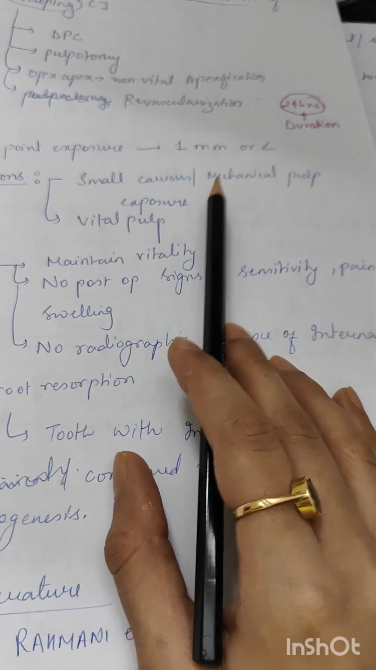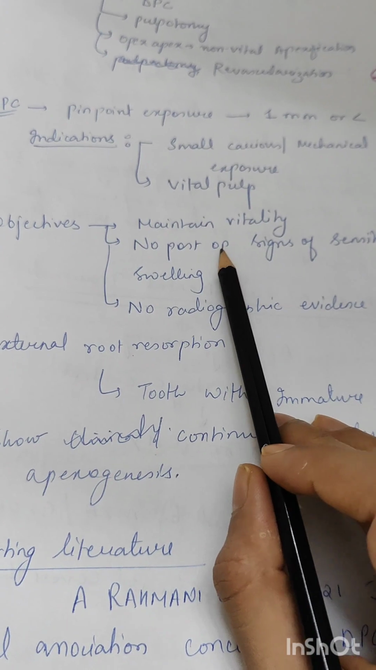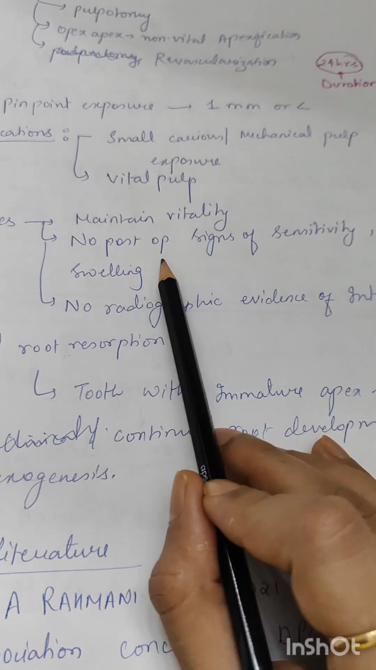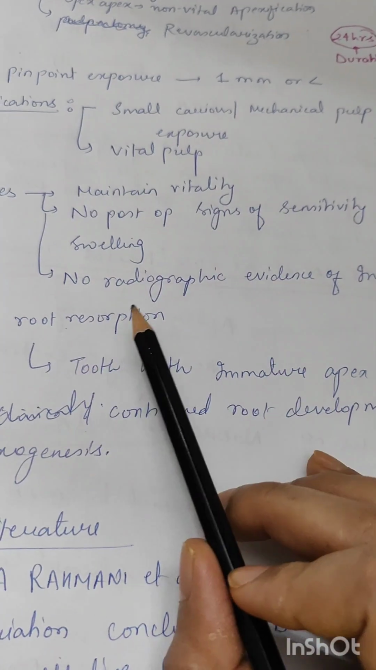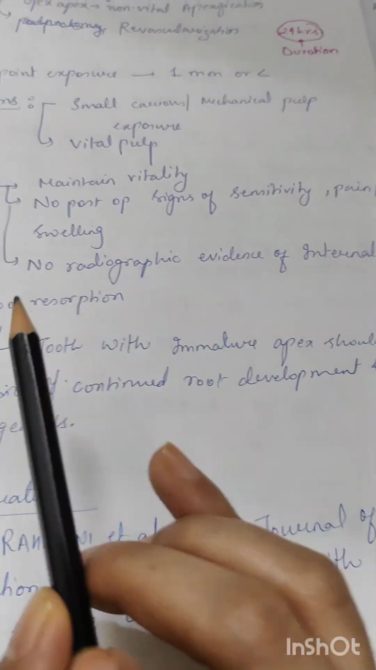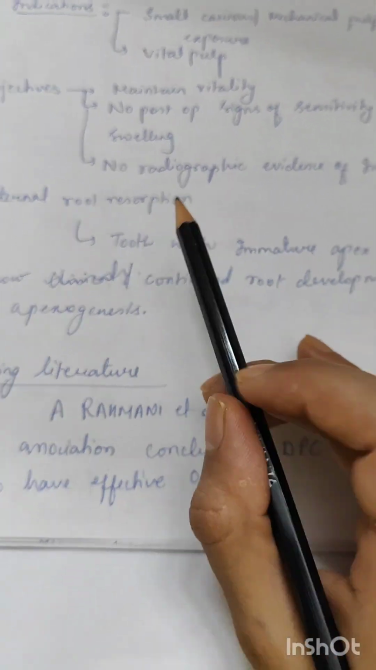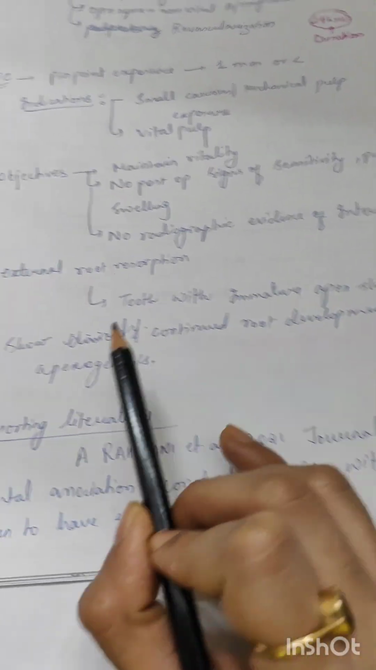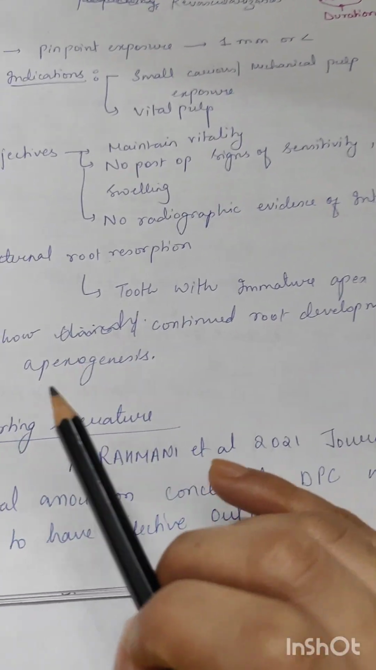Indication: small carious or mechanical pulp exposure. The pulp should be vital. My objectives are to maintain the vitality. No post-op signs of sensitivity, pain or swelling should be present. No radiographic evidence of internal or external root resorption should be present. A tooth with an immature apex should show continued root development, that is apexogenesis.